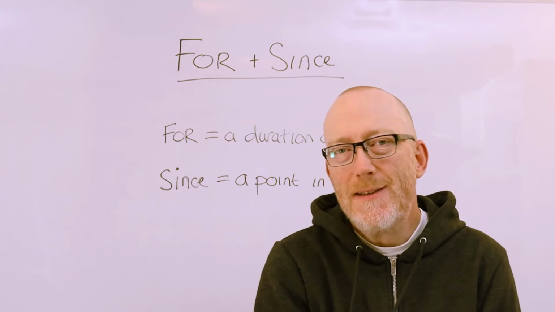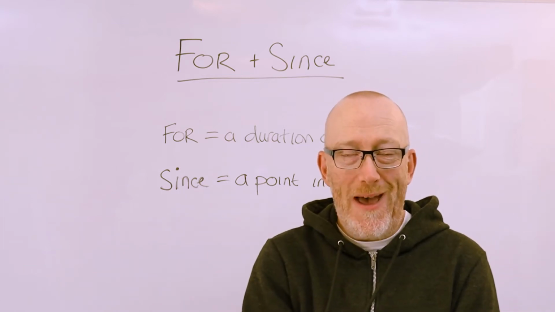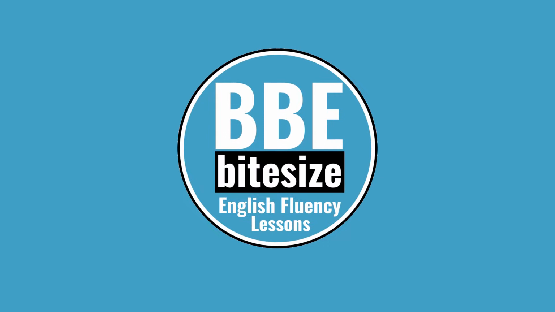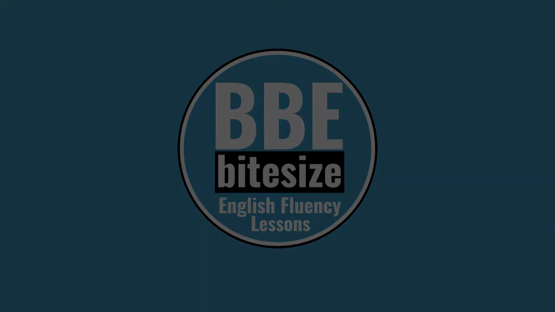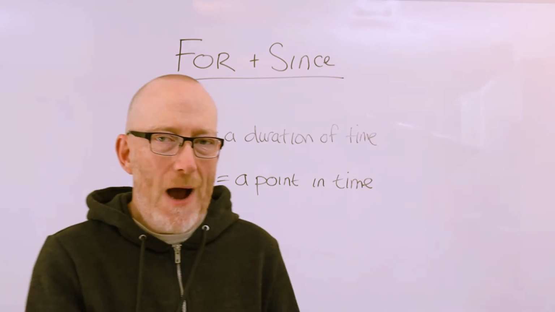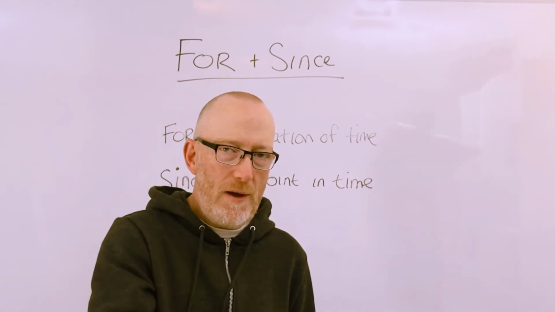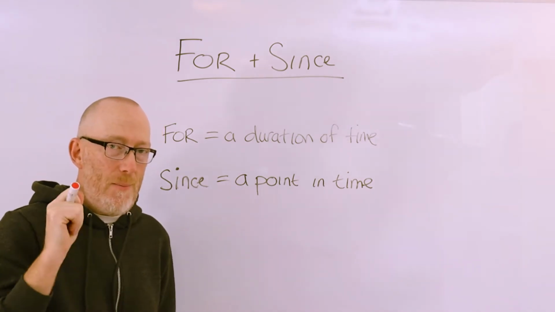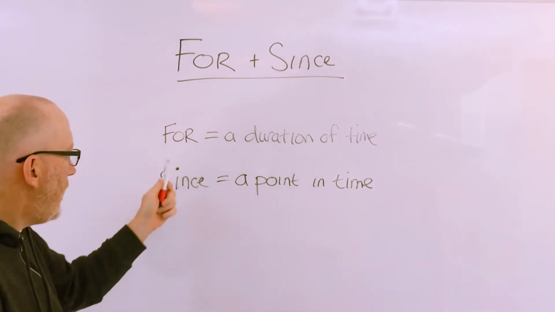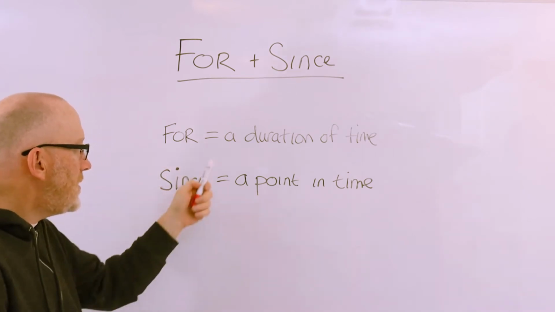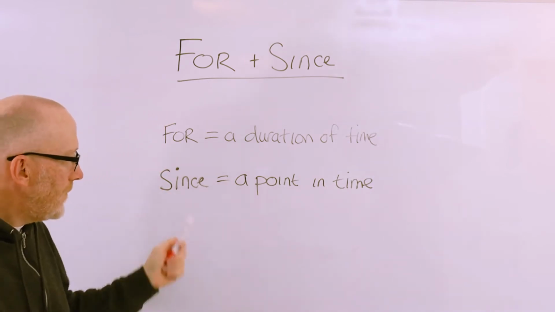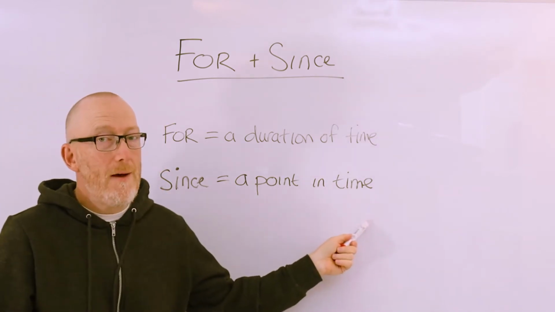As promised, today's lesson I want to help you learn and use for and since more effectively. Welcome back. So how do we use for and since? What do we use them for? So we use for and since in the present perfect. And we use for to help us describe a duration of time. And we use since to help us describe a specific point in time.